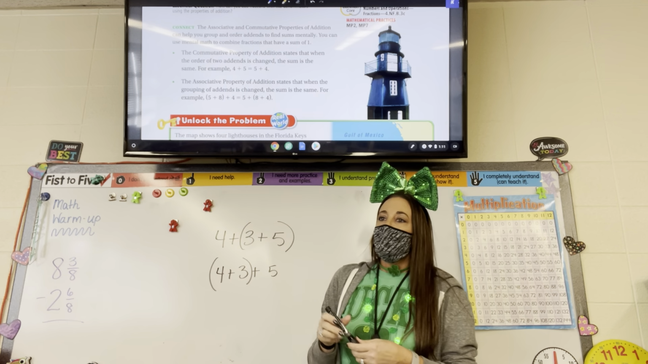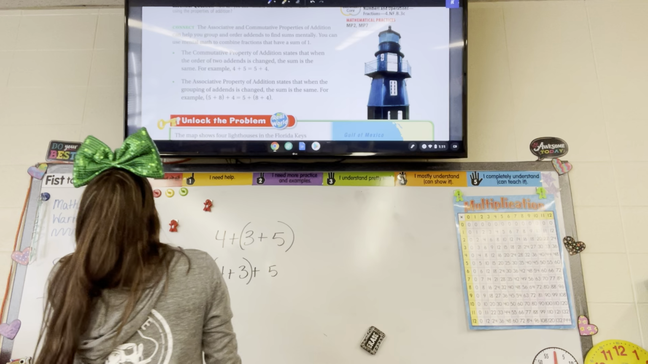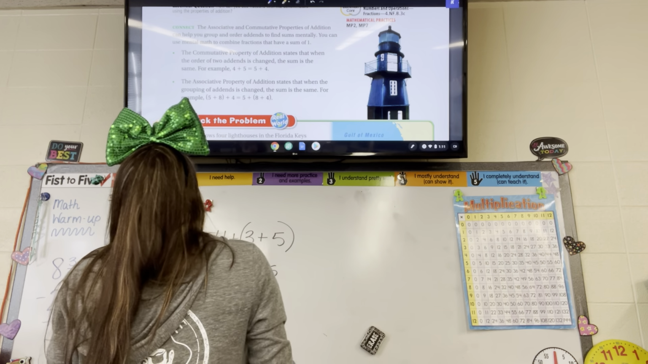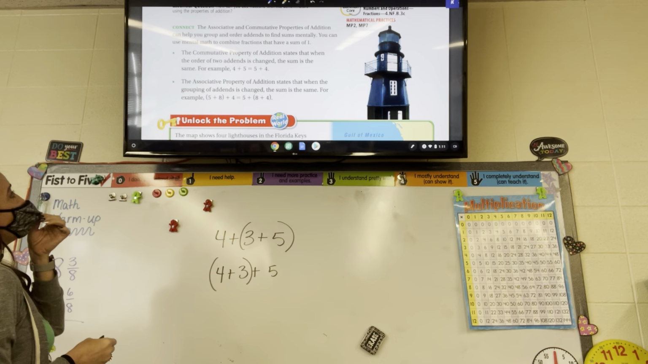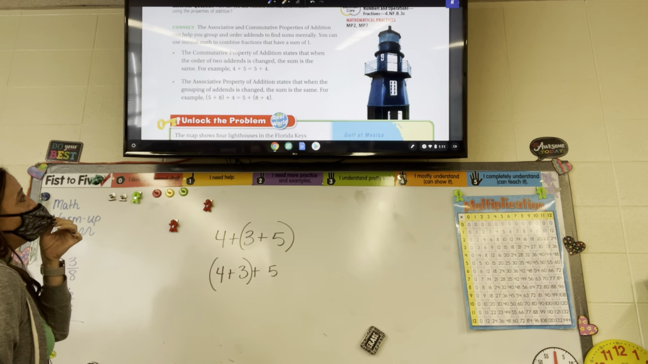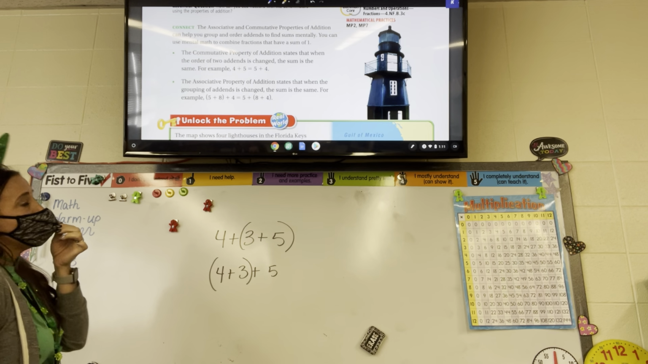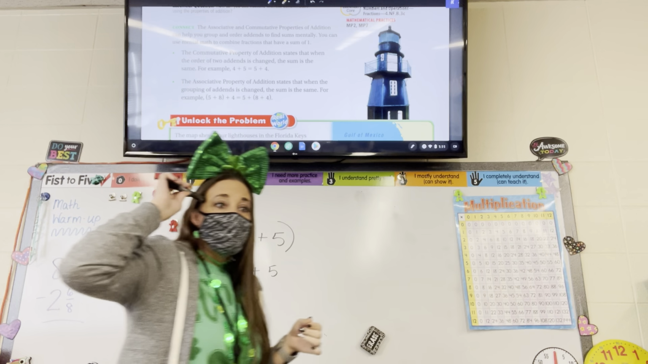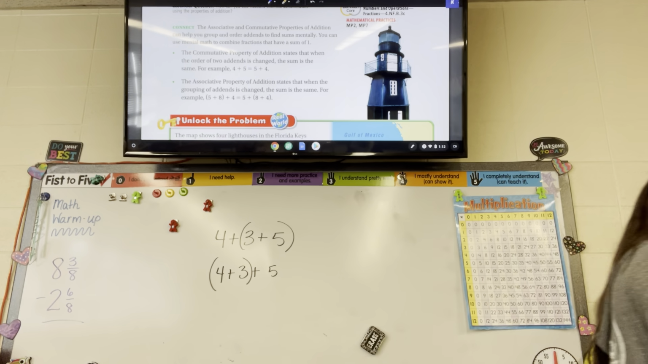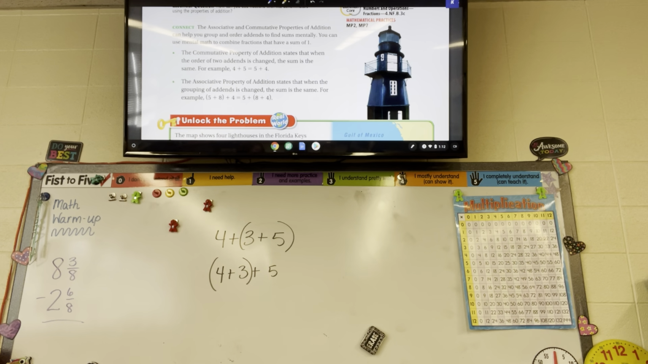So, that being said, the associative and commutative properties of addition can help you group and order add-ins to find the sums mentally. We're going to be doing a lot of this stuff mentally today. Mentally means what? In your head. You can use mental math to combine fractions that have a sum of 1.